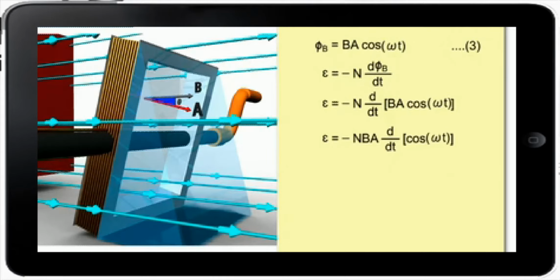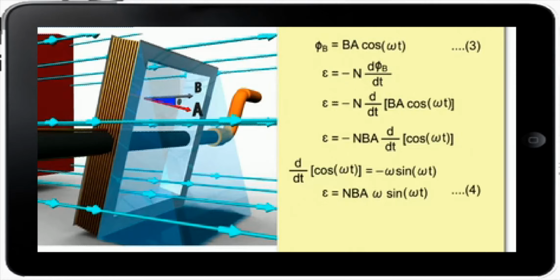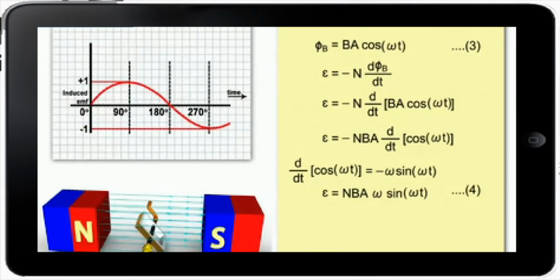From differential calculus, we have d by dt of cos omega t is equal to minus omega sin omega t. Hence, the instantaneous value of the EMF, E, is equal to NBA omega sin omega t. Let us label this as equation 4. Note that NBA omega is the maximum value of the EMF that occurs when the value of sin omega t is plus or minus 1.